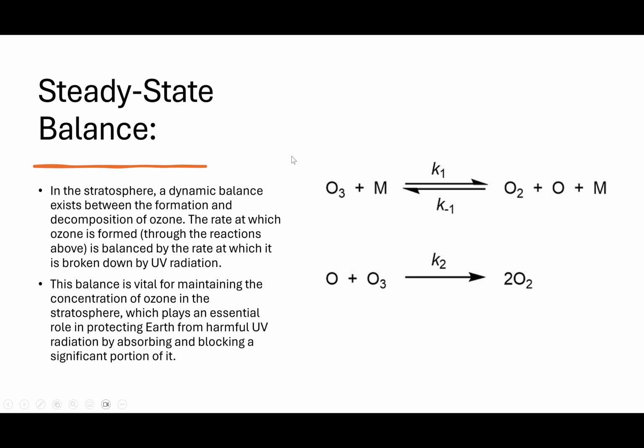We're going to end up with a steady balance, an equilibrium. In the stratosphere, a dynamic balance exists between the formation and decomposition of ozone. The rate at which ozone is formed is balanced with the rate at which it is broken down by UV radiation. This balance is very important for maintaining the concentration of ozone in the stratosphere, which plays an essential role in protecting the Earth from UV radiation.